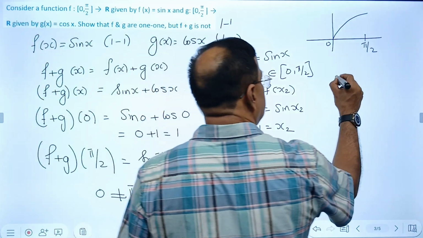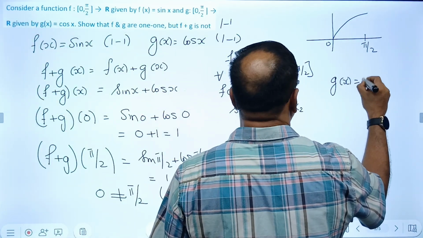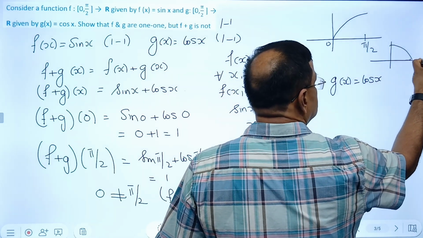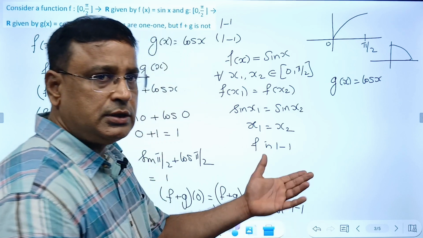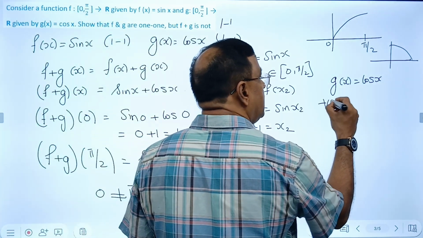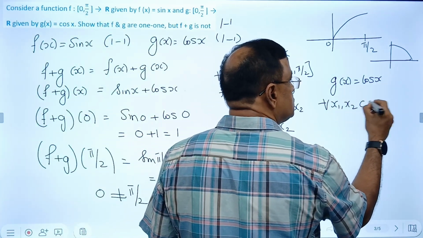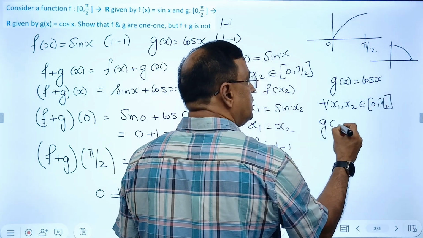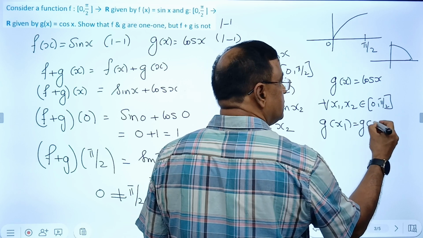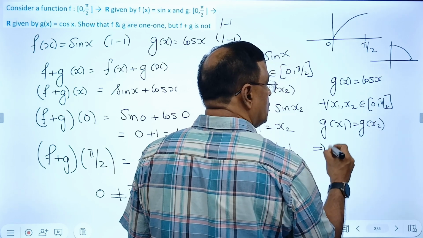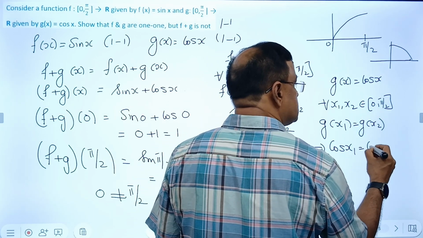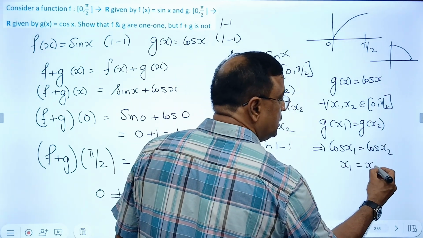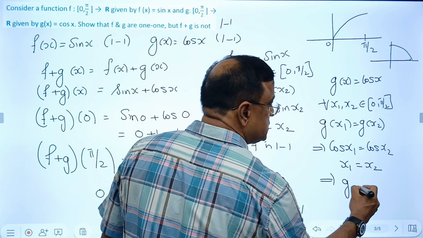Similarly, you can do it for g of x. G of x is cos x. Now the cos x graph is going to be like this, exactly like this. It's definitely one-to-one. For every x1, x2 belonging to 0 to pi by 2, g of x1 equal to g of x2 implies cos x1 equal to cos x2. So in 0 to pi by 2, clearly x1 will be equal to x2. This implies g is one-to-one.